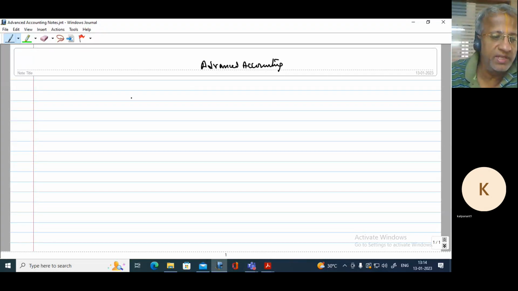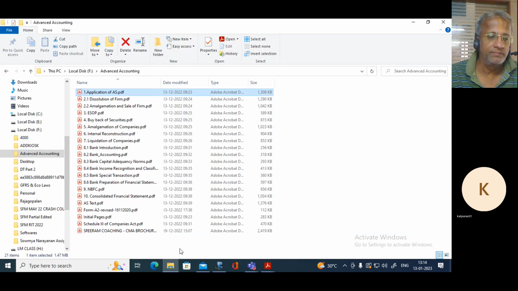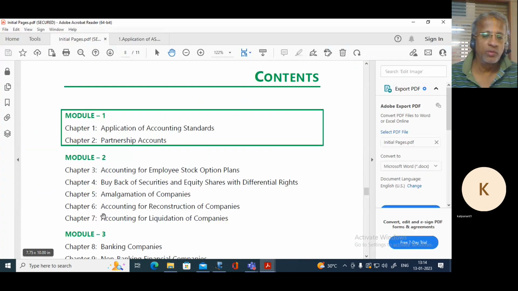First chapter is AS4. I hope that all of you would be knowing about the syllabus that you have, just for the purpose of knowing about the contents that we have in the syllabus.